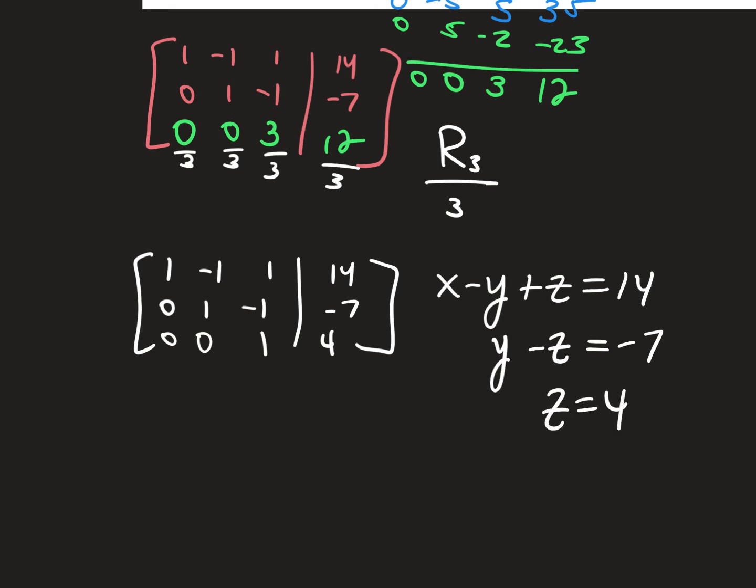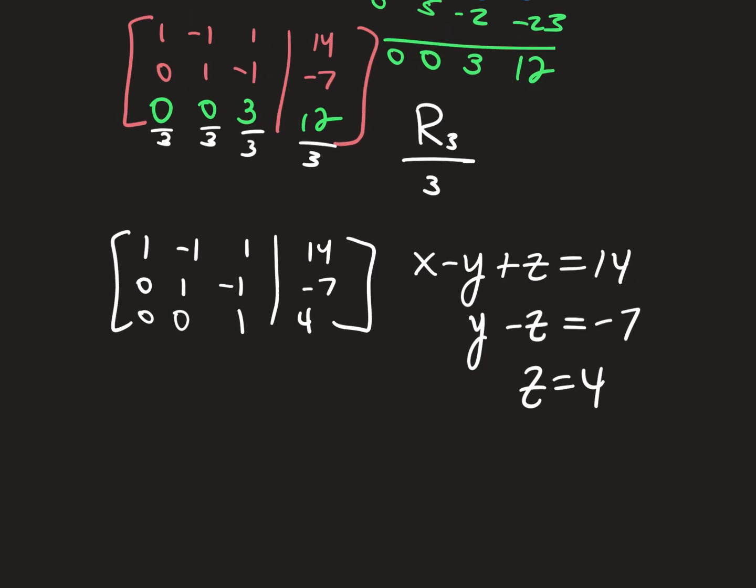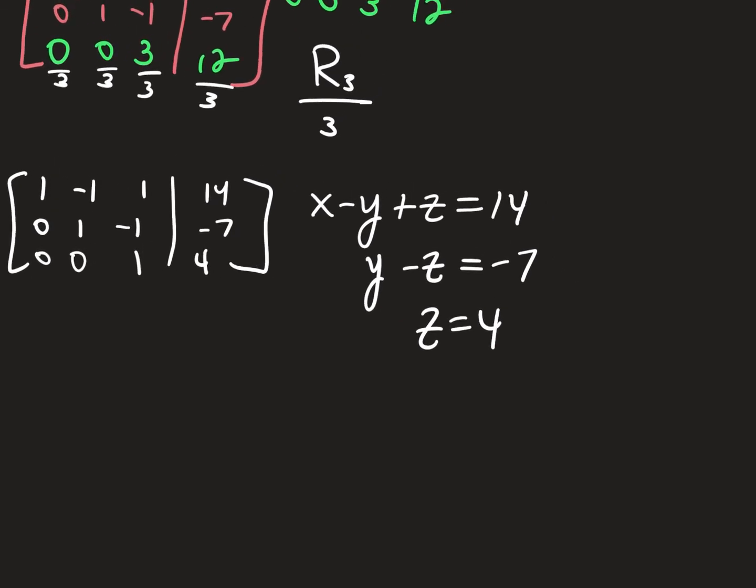Can I now use back substitution and just plug in? Yep. So I take this and I put it here. And I have y minus 4 equals negative 7. So y equals what? Negative 3.